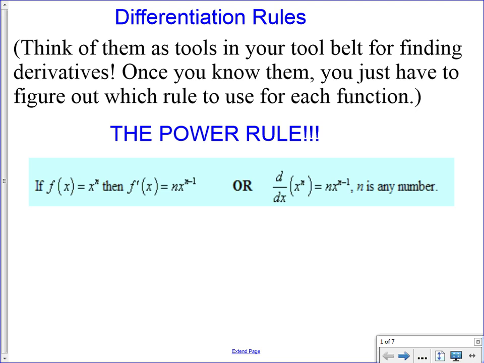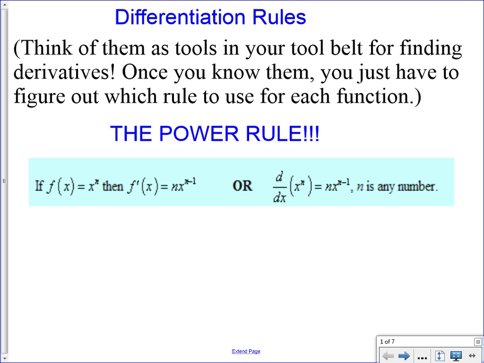Hi everybody. In this video, we're going to start learning about the differentiation rules. You can think of these as the shortcuts to find the derivative of a function. And we're going to start in this video with the power rule, which is one of the most important rules, one of the rules we will use quite a bit.